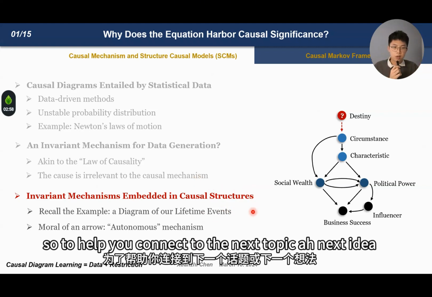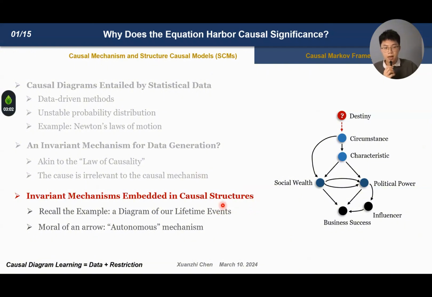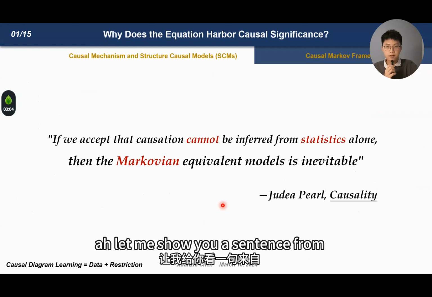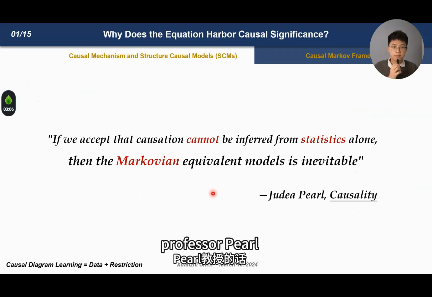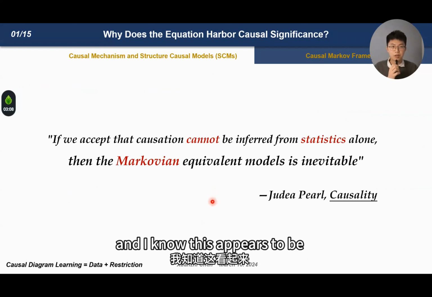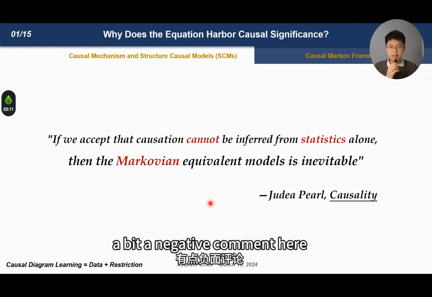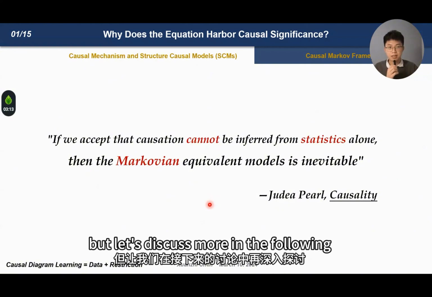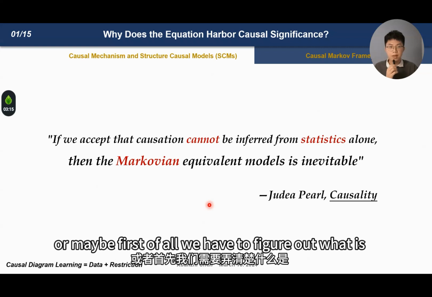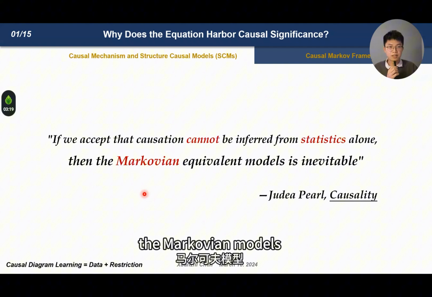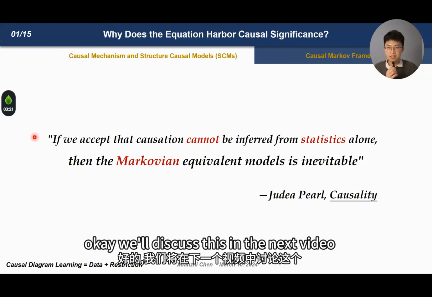Okay, so to help you connect to the next topic, next idea, let me show you a sentence from Professor Pearl. I know this appears to be a bit of a negative comment, but let's discuss more in the following. Or maybe first of all, we have to figure out what the Markov models are. Okay, we'll discuss this in the next video.